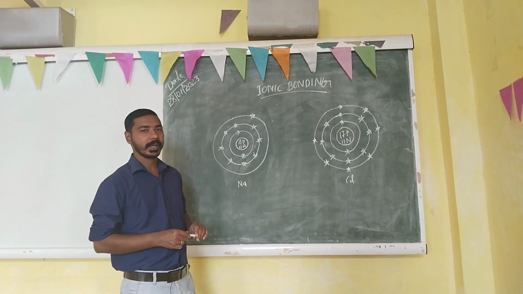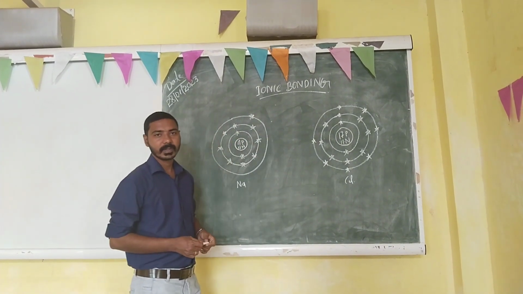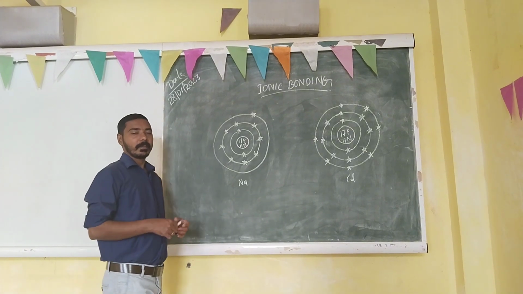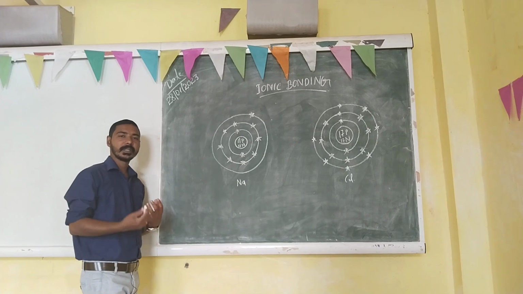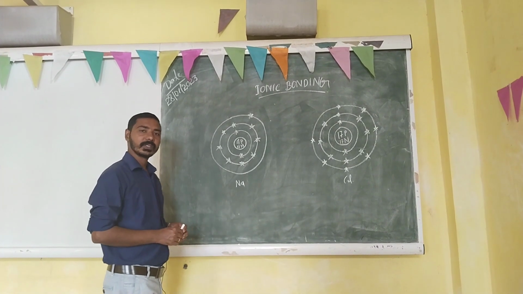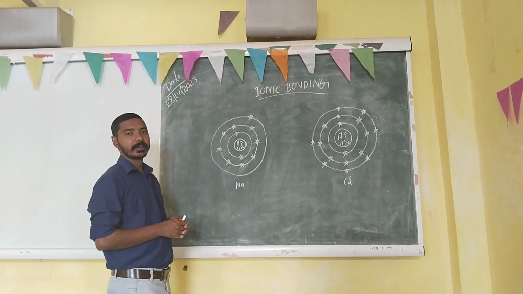Today I am going to explain about ionic bonding. We know that every element participates in chemical reactions. For what purpose do they participate in chemical reactions? For achieving stability. What do you mean by stability?